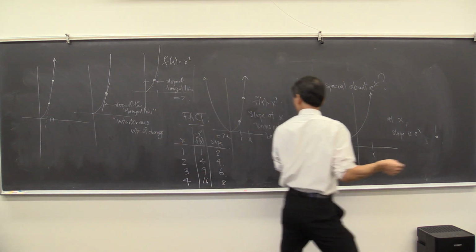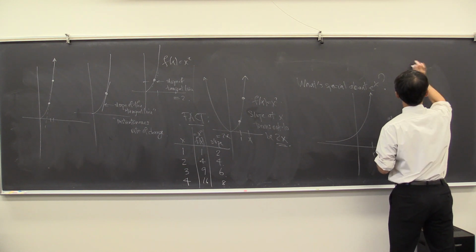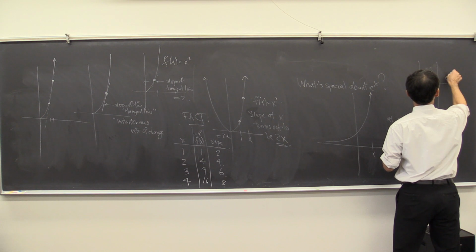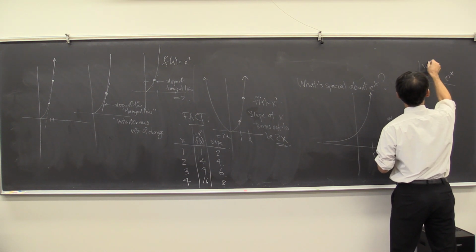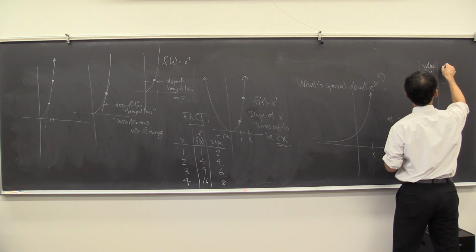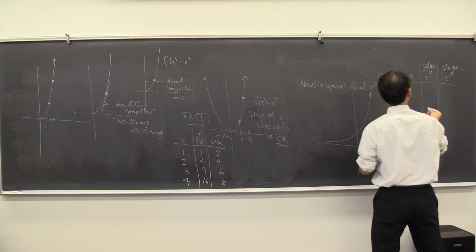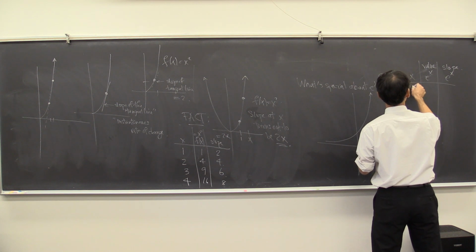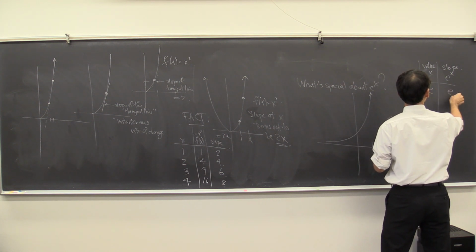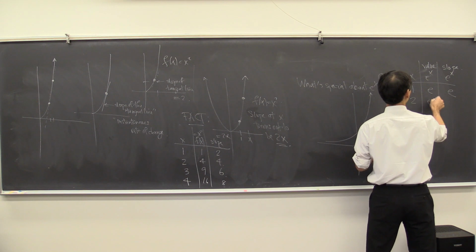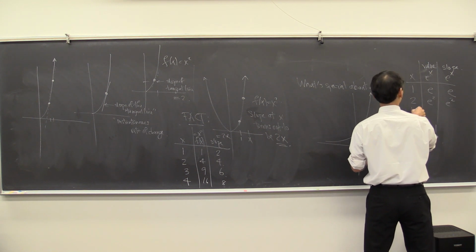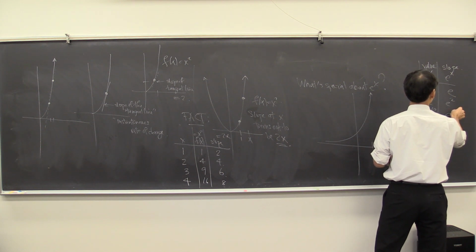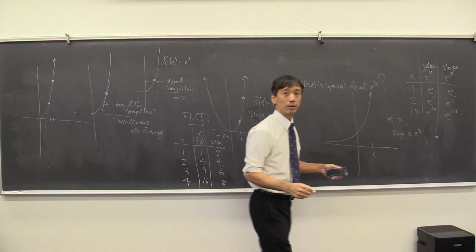But for the exponential function, e to the x, there's the value and then the slope. If you're at time 1, the value is e and the slope is e. If you're at 2, the value is e squared and the slope is e squared. And if you're at 10, the value is e to the 10th and the slope is e to the 10th.